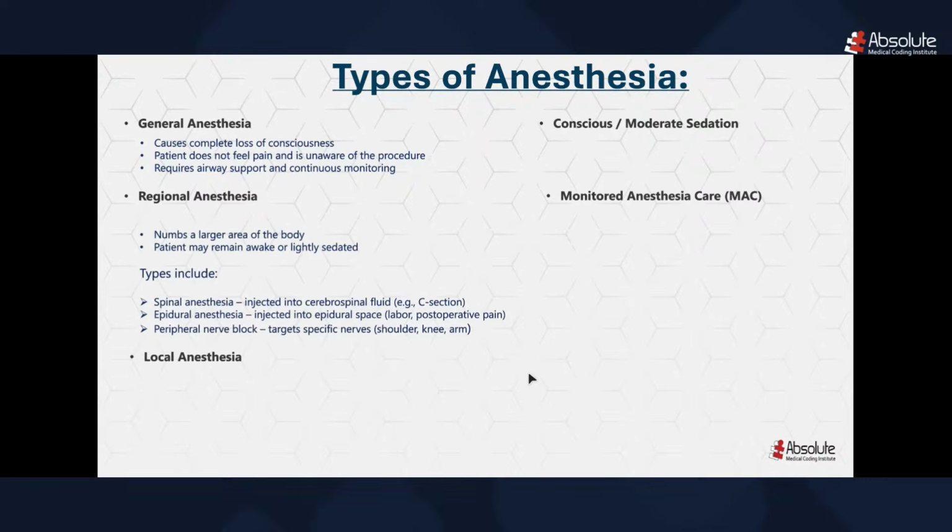Next is regional anesthesia. This numbs a large area of your body, and the patient may be awake or lightly sedated depending upon the provider's plan. The most common types include spinal anesthesia and epidural anesthesia. You must have heard that epidural anesthesia is used during labor, or sometimes for post-operative pain control as well. Then we have peripheral nerve blocks, used to target specific nerves, like shoulder, knee, or arm blocks. These techniques allow surgery on a specific region without putting the entire body to sleep.